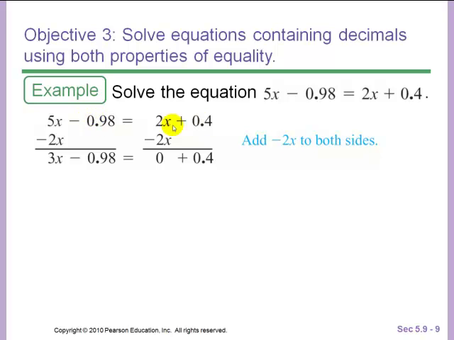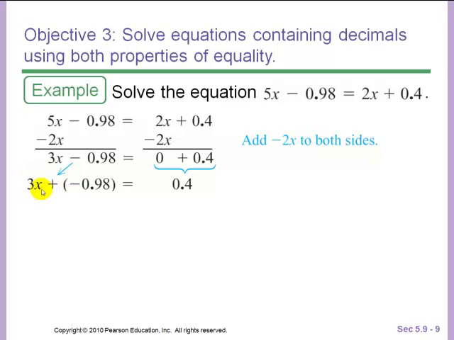Notice how I did nothing with the constants. The negative 0.98 gets copied down, 0.4 gets copied down, but here 5x minus 2x is 3x, and 2x minus 2x is 0. We added a negative 2x to both sides. Add these two together, and if you want to, you can rewrite the subtraction of 0.98 as adding a negative. Again, these two things are interchangeable. Go with whatever one makes the most sense to you.